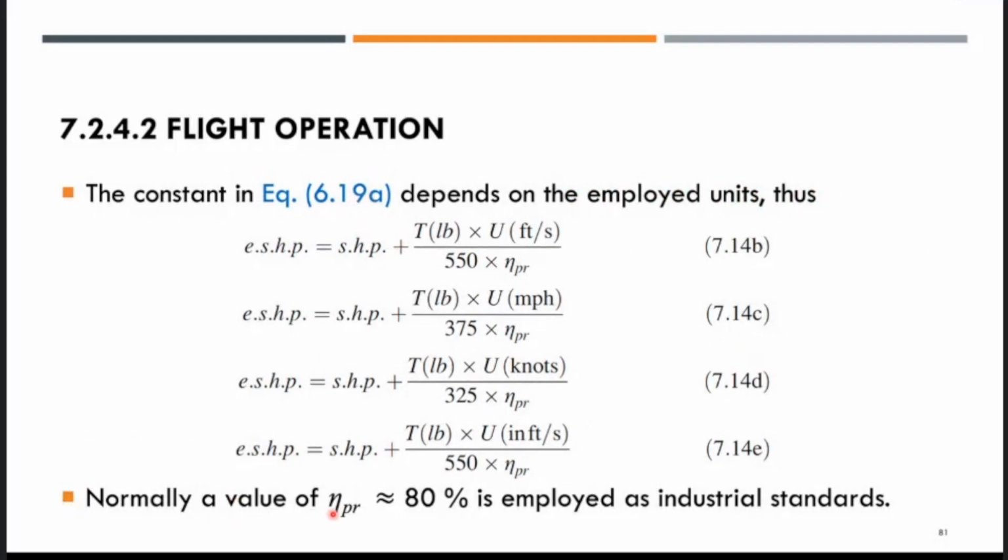Normally, the value of the propeller efficiency, zeta PR, is roughly around 80%, which is employed as the industrial standard. Very rarely do we have very high propeller efficiencies like 99% or 95%. So normally they will take it as 80% propeller efficiency.